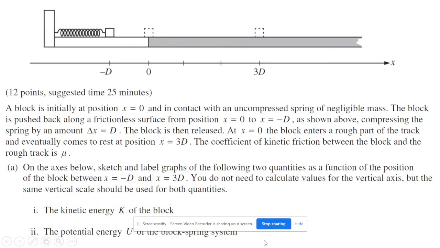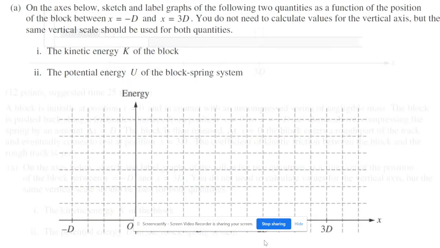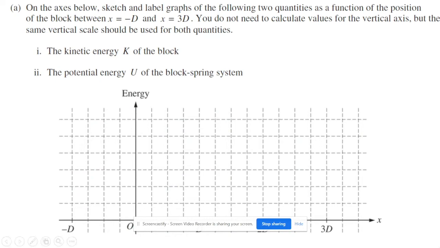It says here on the axes below, sketch and label graphs of the following two quantities as a function of the position of the block between x equals negative d and x equals 3d. You do not need to calculate values for the vertical axis, but the same vertical scale should be used for both quantities. So we've got the kinetic energy and the potential energy. Now this is in the way.